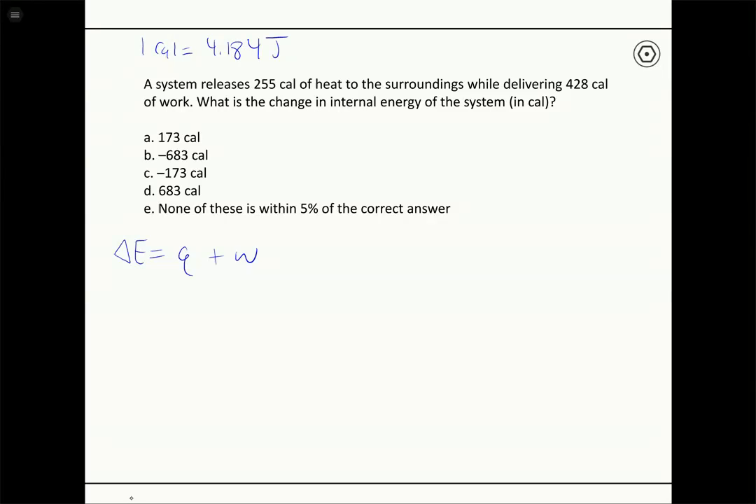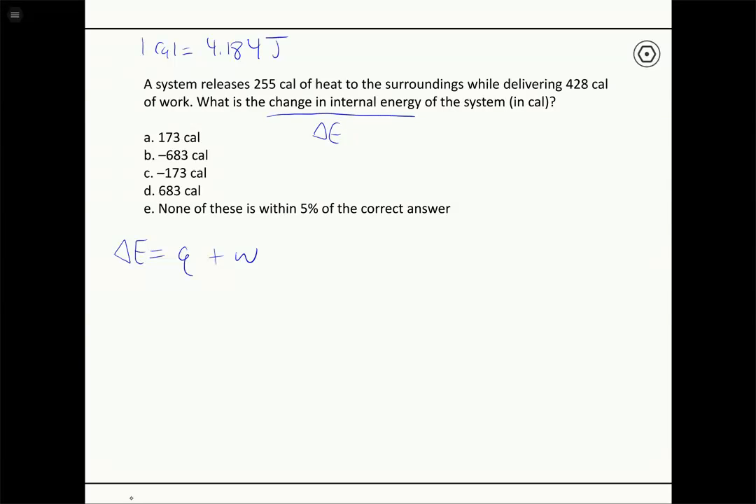And we have this system releasing 255 calories of heat, delivering 428 calories of work. What is the change of internal energy? So this change in internal energy is what we call delta E, and it's just going to be the sum of the heat and work. Now the issue here is that we don't always give you the signs directly for heat and work. We have to be able to read the problem and understand the context to know whether Q is negative or positive and whether W is negative or positive.